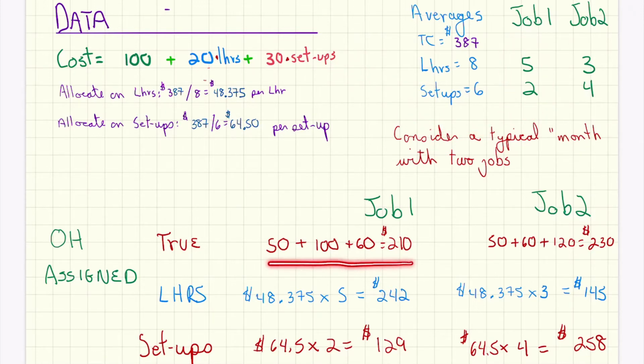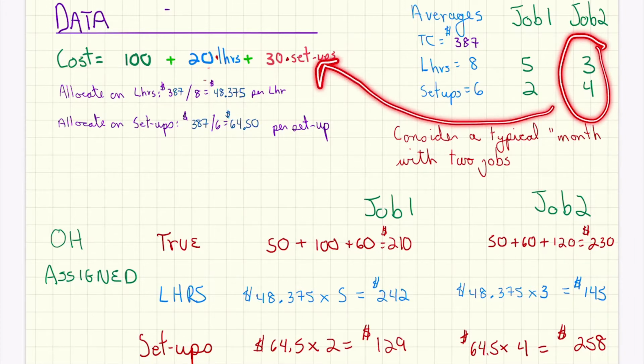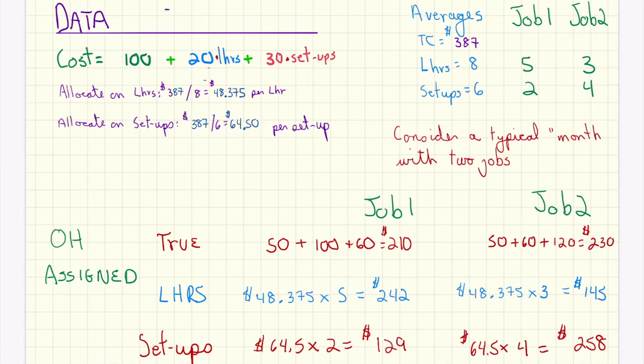And then for job 1, you can see we estimated the amount of overhead cost to be $210. Then for job 2, once again, we take that data, apply it into this cost function, and we end up with $230. So notice that under the true model, we get a very close to 50-50 split of the overhead costs. And also notice that the overhead costs sum up to 210 plus 230, about $440.